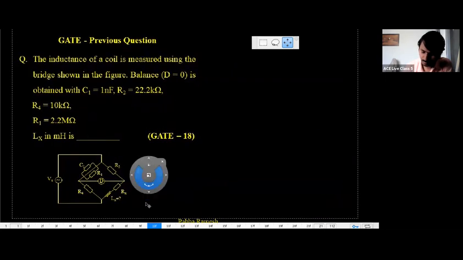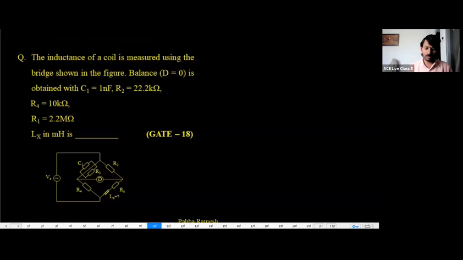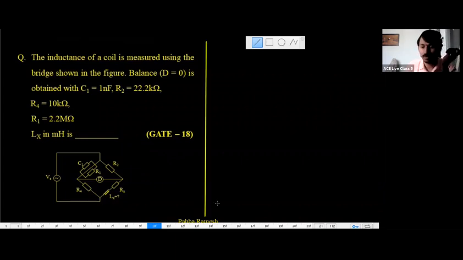GATE 18 question, numerical model. Try this, a complete numerical model. You need to understand which bridge it is. Based on that, you can use the formula, and I told you to practice all the bridges also, with the simple shortcut note I told you to practice. So kindly give me the answer.